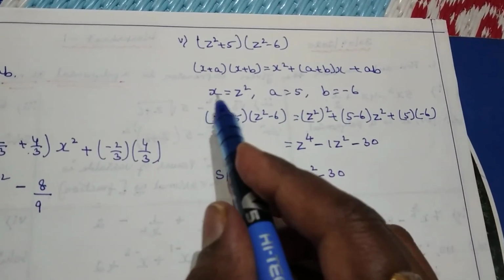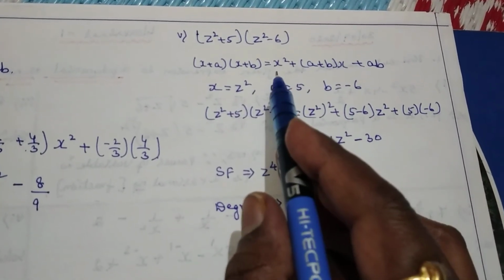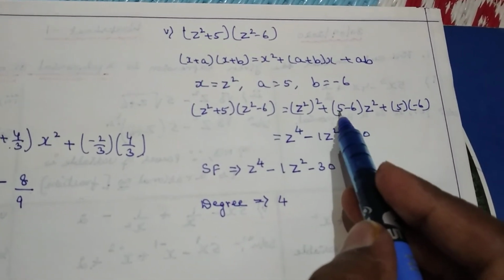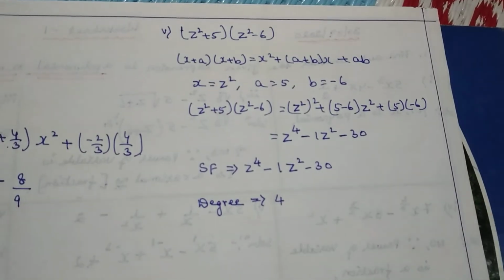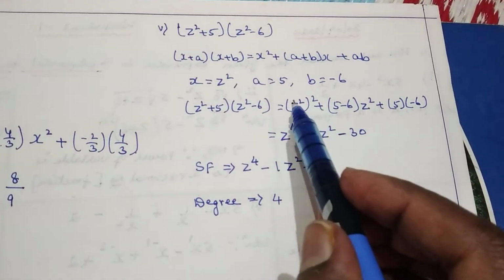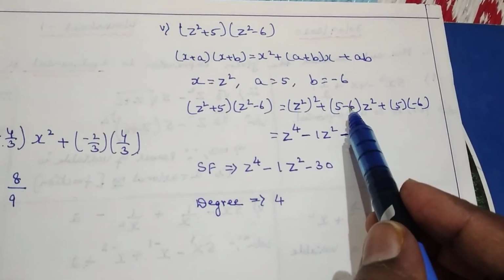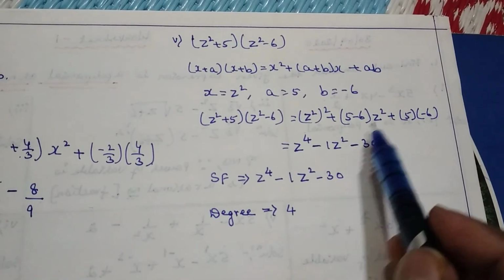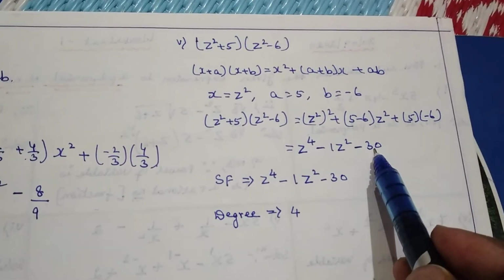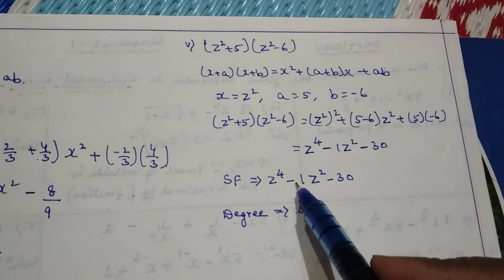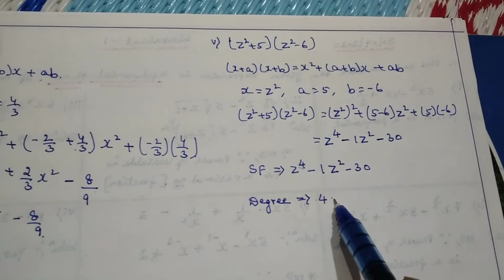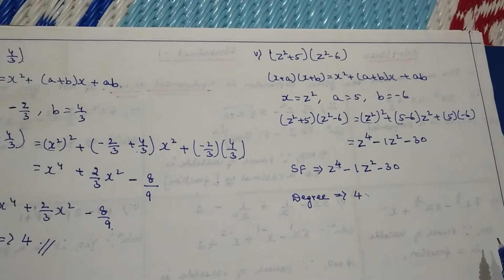Substituting these values in the identity, the x place is z square and its square, so it is written as it is, plus a value is 5 and the b value is minus 6, then plus 5 into minus 6. So z to the power of 4, minus 6 plus 5 is nothing but minus 1 and this z square as it is, plus into minus is minus, 5 6s are 30. So this itself is in the standard form and its degree is equal to, highest power is nothing but 4, the degree is 4. Now we will move to the sixth question.